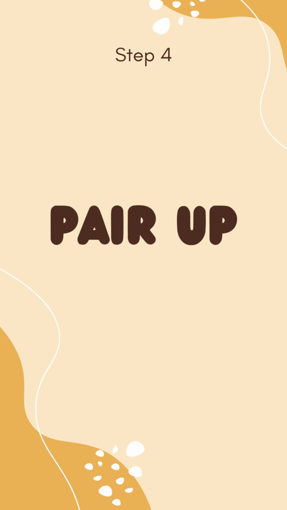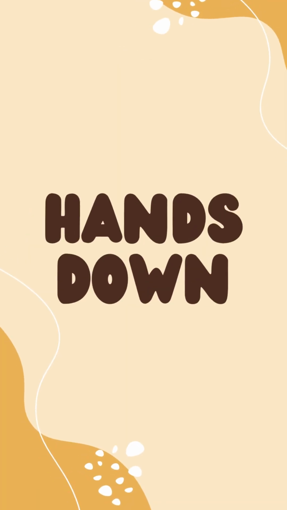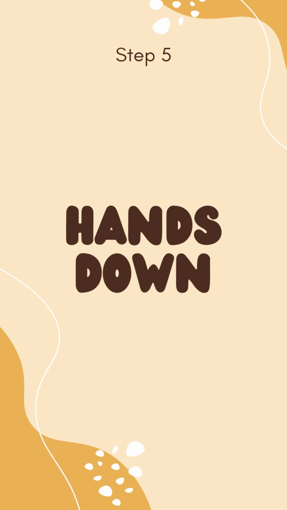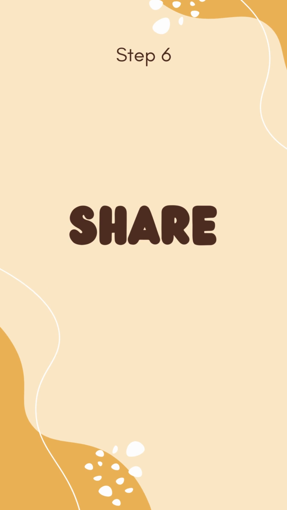Step four, they are going to pair up. So, you'll say pair up. When you say pair up, they will stop, and whoever they're standing right in front of or right behind, they will pair up by putting their hands together, palm to palm. Step number five, you're going to tell them to put their hands down. And then step six, they're going to share.